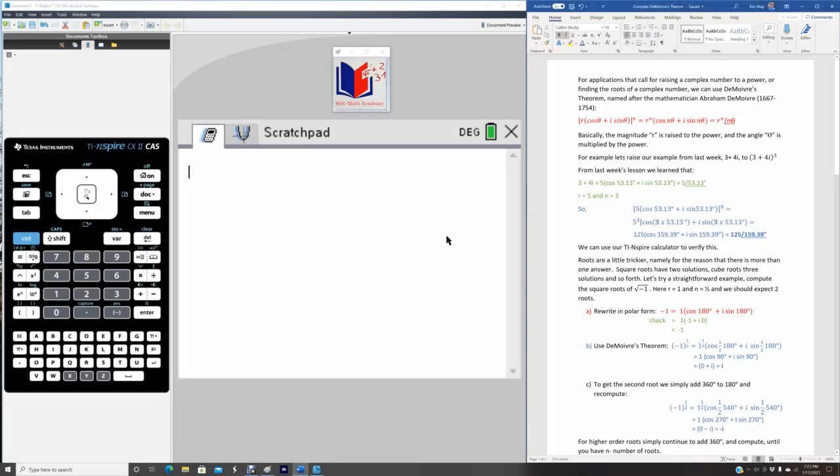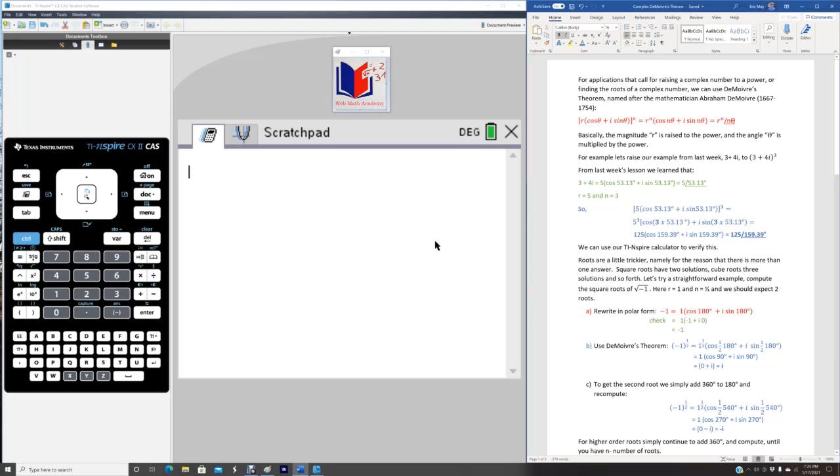Let's try this with an example that we used last week, 3 plus 4i, and raise it to the third power. You remember from last week that 3 plus 4i in polar coordinates equals 5 times cosine 53.13 degrees plus i sine 53.13 degrees. So here we have r equals 5 and n, the power we're raising it to, is 3. If we use De Moivre's theorem and follow this mathematics here, we come up with 125 at 159.39 degrees. We can use our TI-Nspire calculator to verify this.